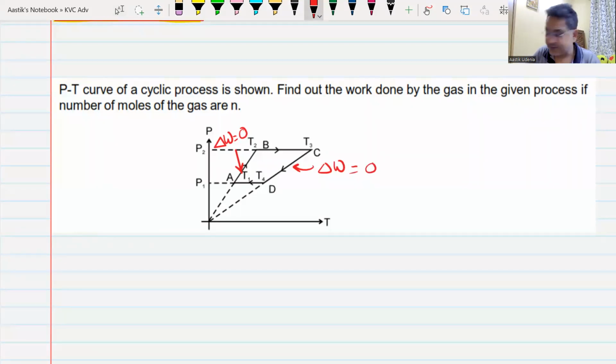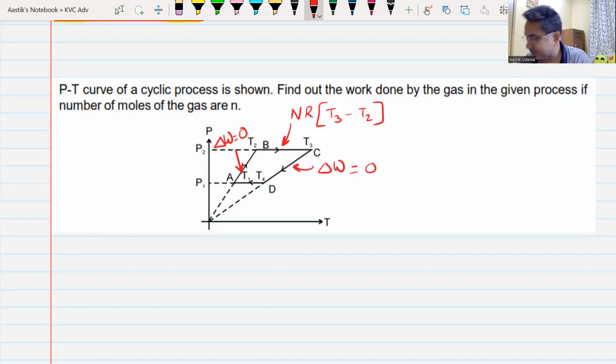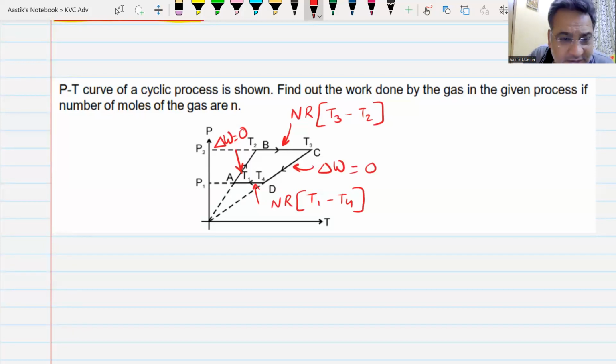Work done is 0 in this process. In this process, it is isobaric. So P into V2 minus V1, that becomes nR into T3 minus T2. Yes or no? Yes, sir. And in this case, it becomes nR into T1 minus T4, final temperature minus initial temperature. Yes or no? You just add all of these and you get your answer. Do we understand this? Yes or no?